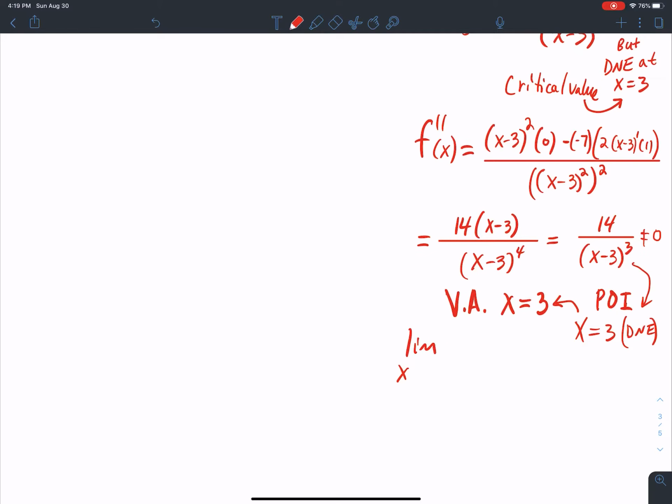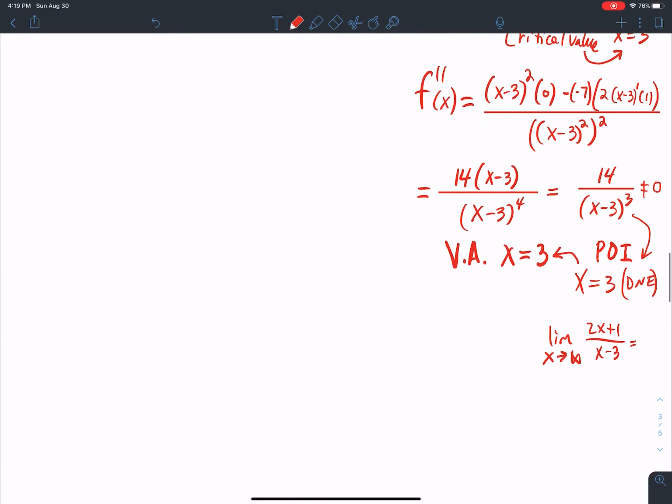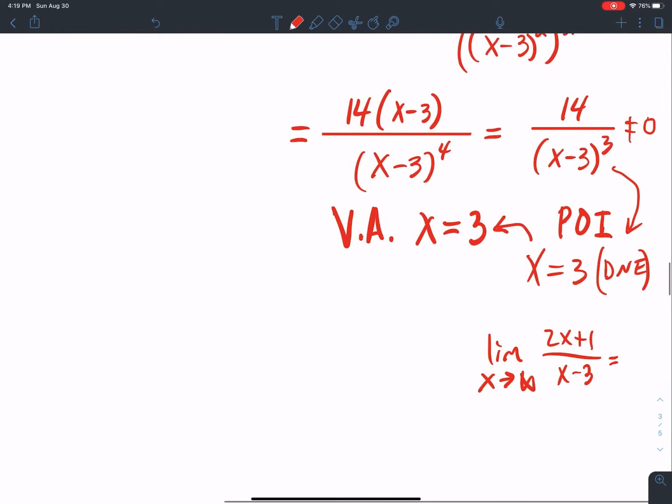You could have done the left-handed limit if you wanted to. To me, I like doing right-handed limits. I'm right-handed, so my brain thinks a little easier when I pick numbers a little bit bigger. All right. Now, for a horizontal asymptote, I'm going to take the limit at infinity.